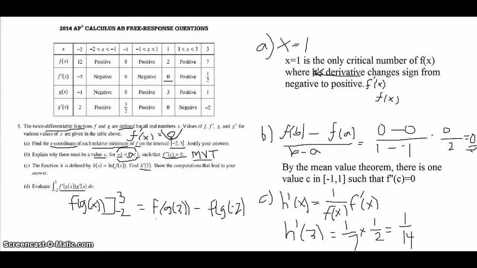And from the chart, we can see that g of 3 is equal to 1, so this equals f of 1 minus f of g of -2, which is equal to -1. So, by evaluating this, f of 1 is equal to 2 minus f of -1, which is equal to 8. We get this is equal to -6.